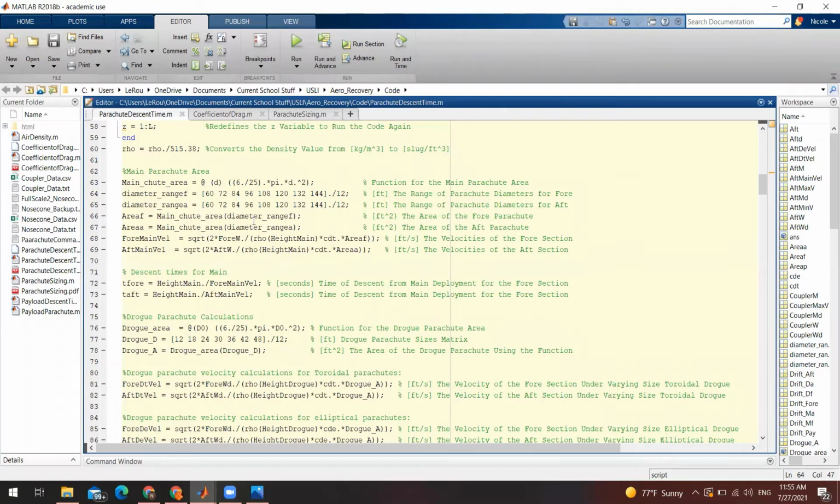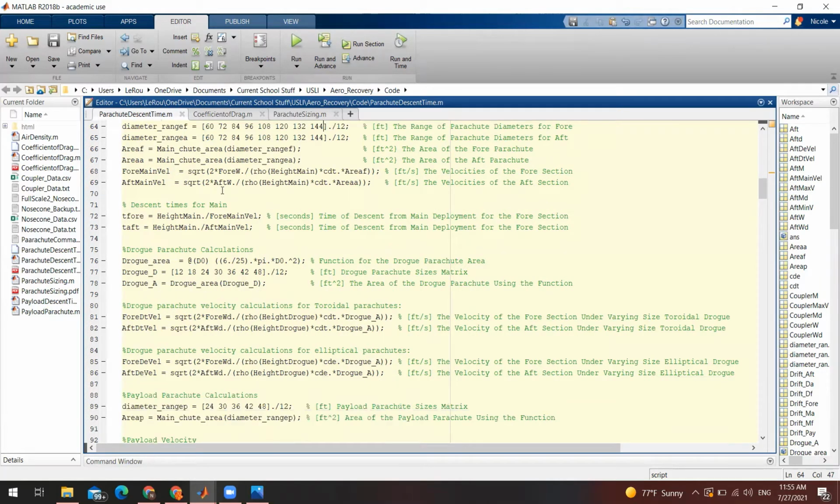And then the area of the fore parachute and of the aft parachute was changing because of the size of the parachute. Based on that area and the velocity of the fore section and of the aft section as one big unit, that's the fore section plus the nose cone, and the aft section plus the coupler, is what these velocities are. So we had to calculate descent times.